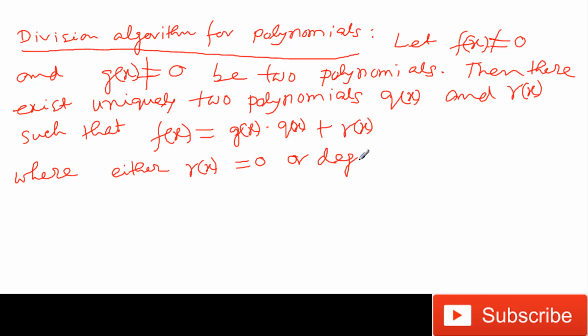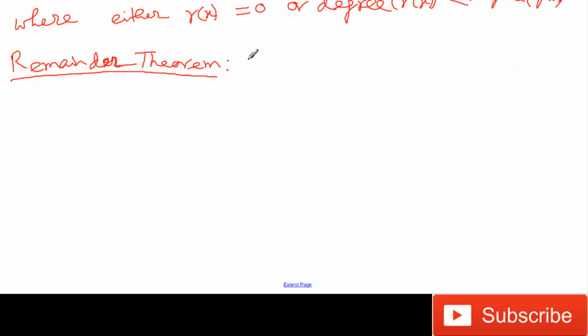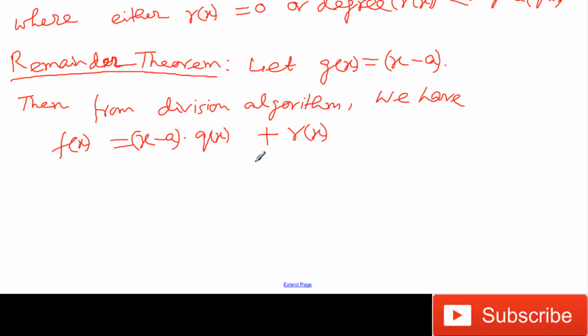Division algorithm for polynomials. Let f(x) not equal to 0 and g(x) not equal to 0 be two non-zero polynomials. Then there exist uniquely two polynomials q(x) and r(x) such that f(x) equal to q(x) into g(x) plus r(x), where either r(x) equal to 0 or degree of r(x) is less than degree of g(x).